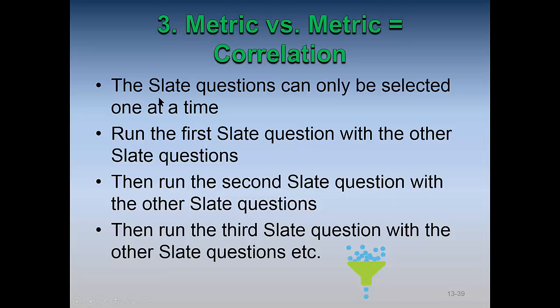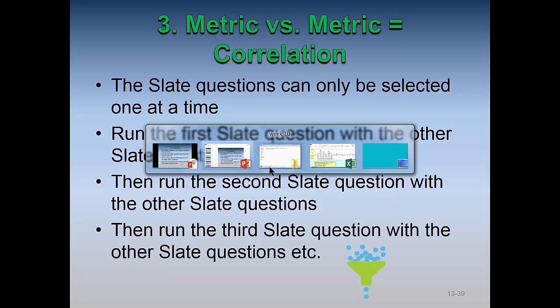This is a multi-step process, so you select only one at a time. We run the first slate question against the other 4. Then we run the second slate question against slate questions 3, 4, 5, and then we run slate question 3 against slate questions 4 and 5, and then we analyze the results. So let's go do that now.